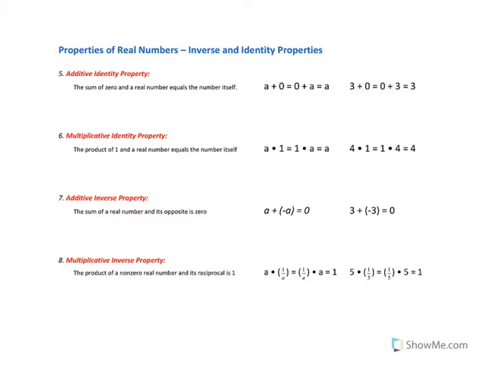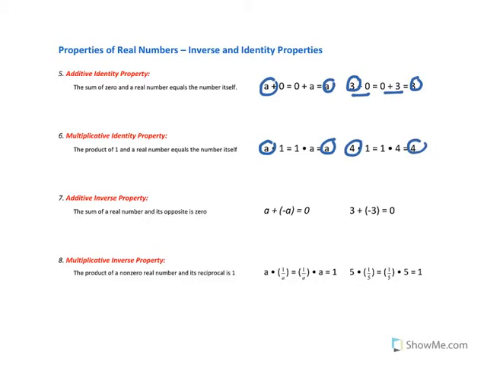So think of it when you add 0. So if we start with A, and we add 0, we're going to end up with A. We start with 3, we're going to end up with 3. It doesn't matter if it's 3 plus 0 or 0 plus 3. Whatever you start with, you're going to end up with your identity. Same thing. A times 1 is A. 4 times 1 is 4.